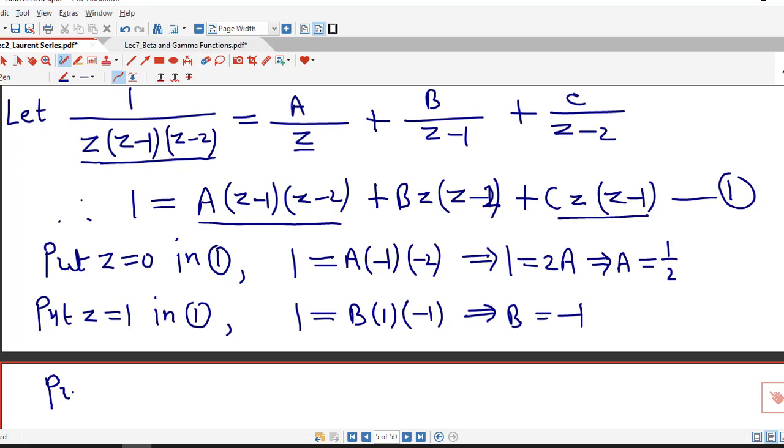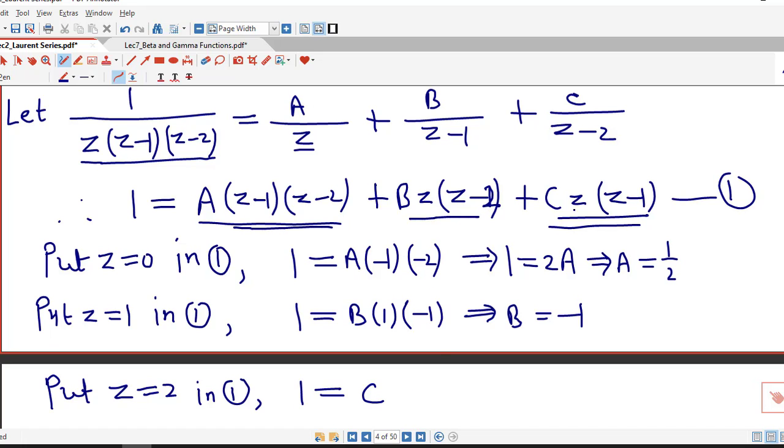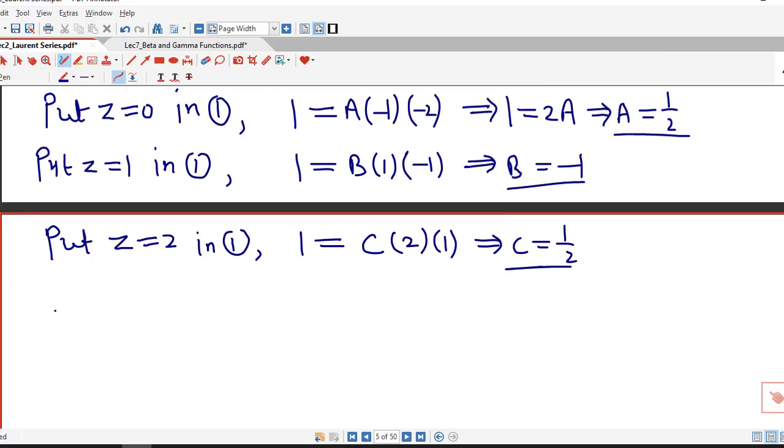And finally we consider z equal to 2 corresponding to linear factor z minus 2. So we have 1 equal to, for z equal to 2 we have these two terms 0 and this is 2 into 1. So we obtain c equal to 1 by 2. So we put values of a, b, c in this expression and we see what we obtain.